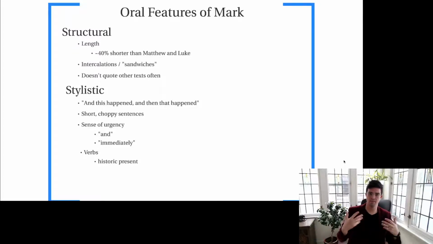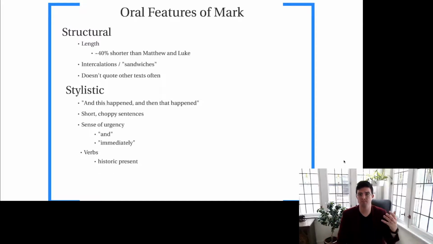There are, in Mark, what are called intercalations or sandwiches, where Mark will start a story, interrupt that story with another story, and then come back to the original story. And this is really an oral way of structuring a spoken narrative. We also find that Mark doesn't quote text often, and sometimes when Mark does quote text, he does so inaccurately. And stylistically, the language of Mark very much smacks of spoken narrative. When we tell a story, we do certain things. We use "and" a lot. We use short, choppy sentences. And this happened, and then this happened, and then that happened.